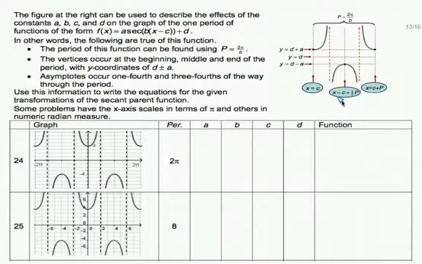It's pretty much the same thing we did with our tangent, but this time, looking at the graph and figuring out what our A, B, C, D and function is, we're going to do that now with secant. We have all these formulas to figure out our A value, our D value, our period length, our B value, and our C value. With this one, it's a little bit more complicated.